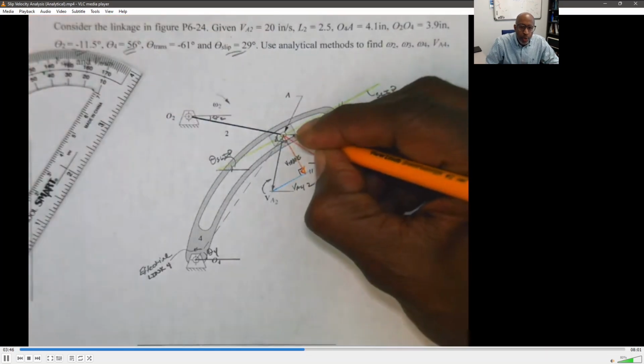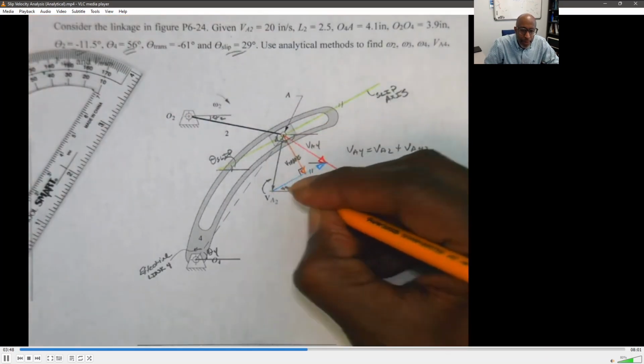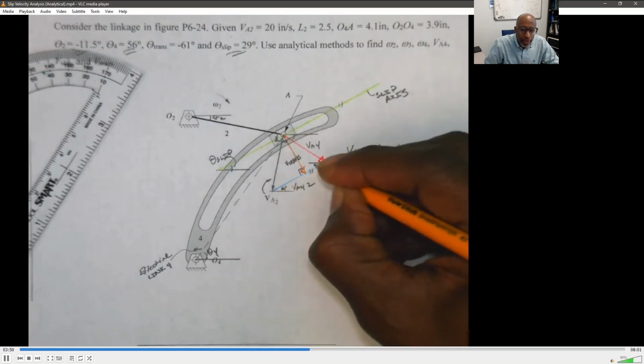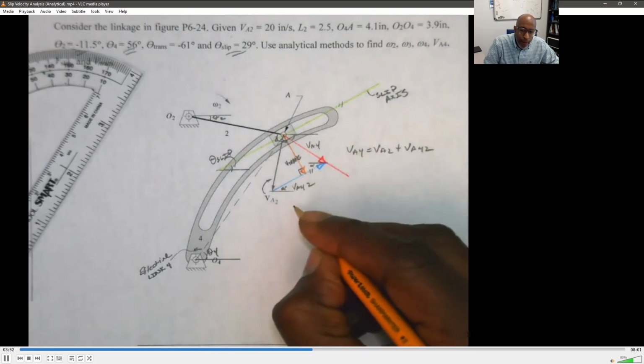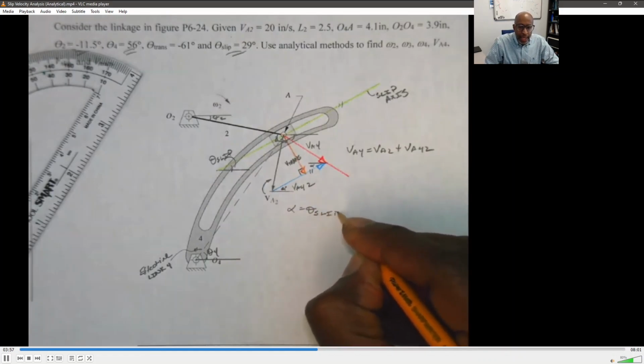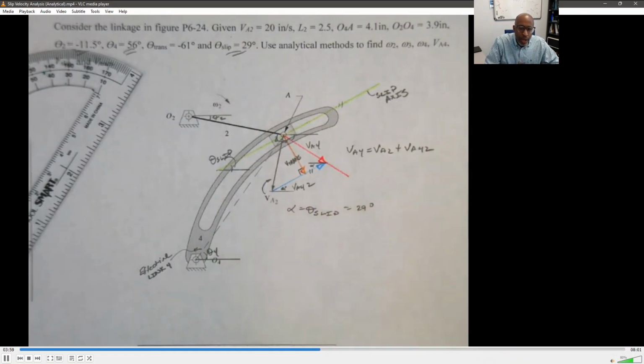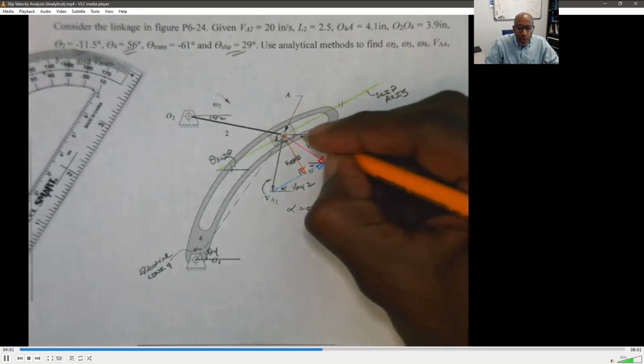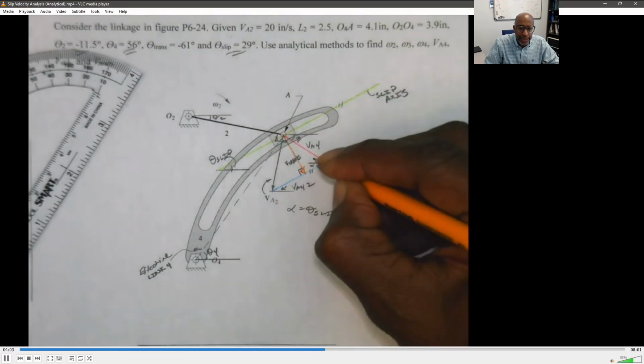Okay, so we got a bunch of horizontals that we can measure things from now. So here's our angle. We're going to call this angle alpha, and those two angles are equal on either side. And that angle is our slip axis. Remember, VA42 is always parallel to the slip axis.